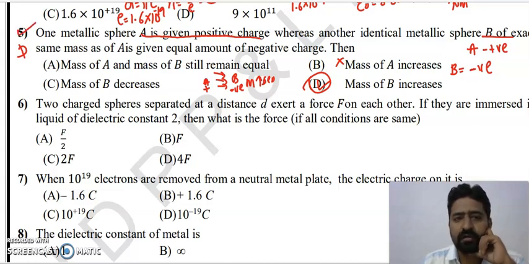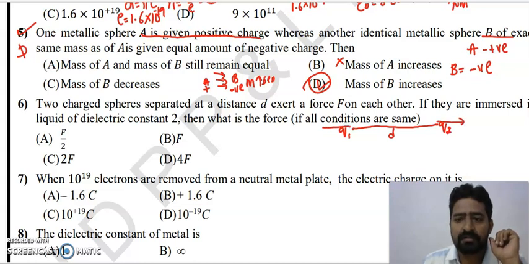So let's move to the sixth question. Two charged spheres separated by a distance D exert a force F on each other. So there are two charges, F1 and F2, separated by the distance D. The repulsive force is equal to how much? Given F on each other.